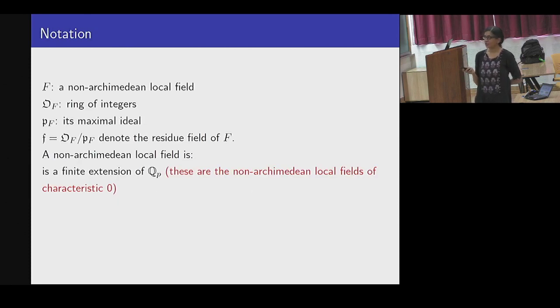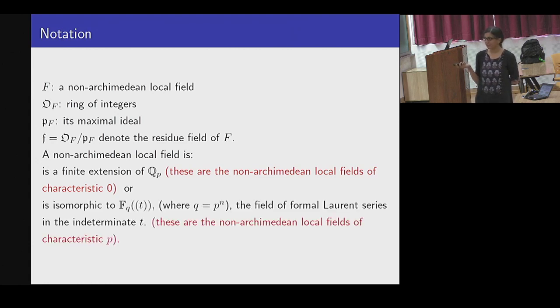So we'll fix some notation. We'll work with non-Archimedean local fields with finite residue fields. So these are either finite extensions of Q_p, these are the fields of characteristic 0, or they are isomorphic to F_q((T)), the field of Laurent series in one variable with coefficients in F_q. These are the non-Archimedean local fields of positive characteristic.